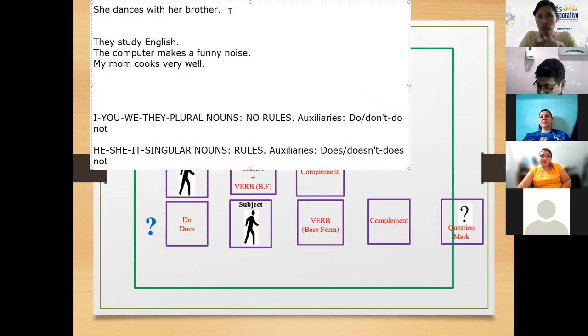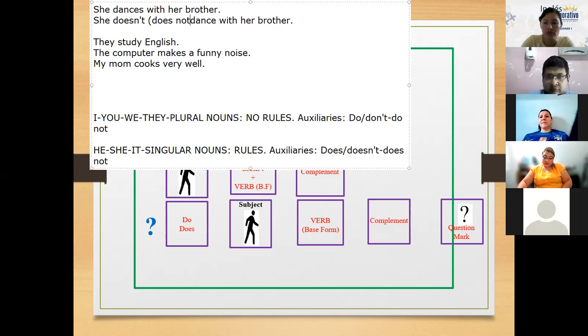Si en la oración tengo she dances with her brother, ¿cómo podríamos armarla de forma negativa? ¿Cuál sería la forma negativa de esta oración? She doesn't dance. Okay, she doesn't dance. Dances or dance? Dance. Muy bien. She doesn't dance with her brother. Her brother. Muy bien. Excelente. Okay. So, aquí pueden usar doesn't o si usted quiere utilizar la forma completa, puede ser does not.